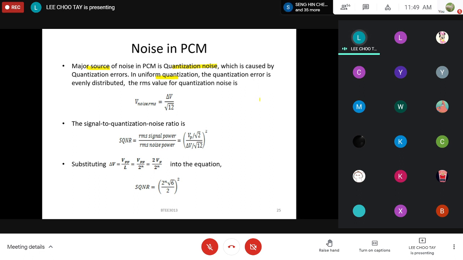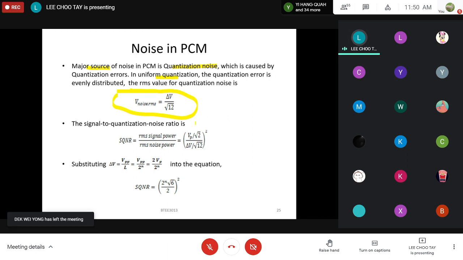The RMS value for quantization noise is given by this equation over here. The RMS value for the noise voltage is equal to delta V over root 12. What is delta V? Delta V is our quantization interval, then divided by the factor of root 12. I will not go into the details on how this expression is obtained. If you're interested, you can always read the reference book.